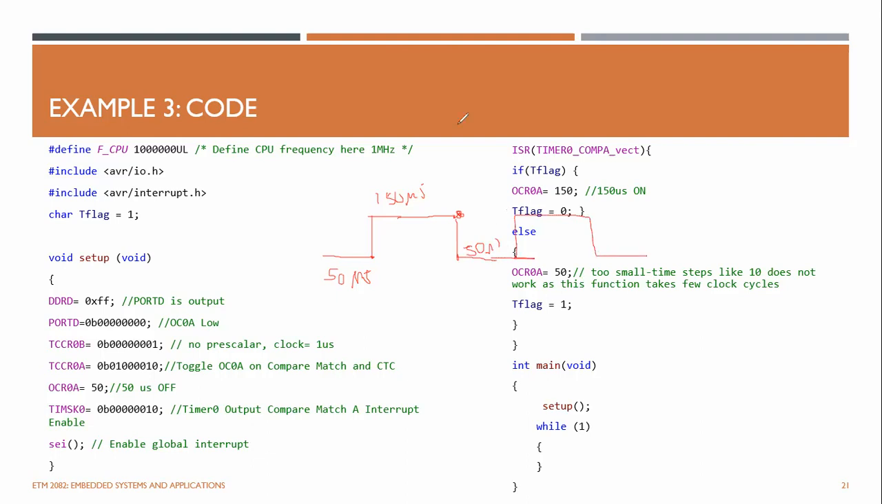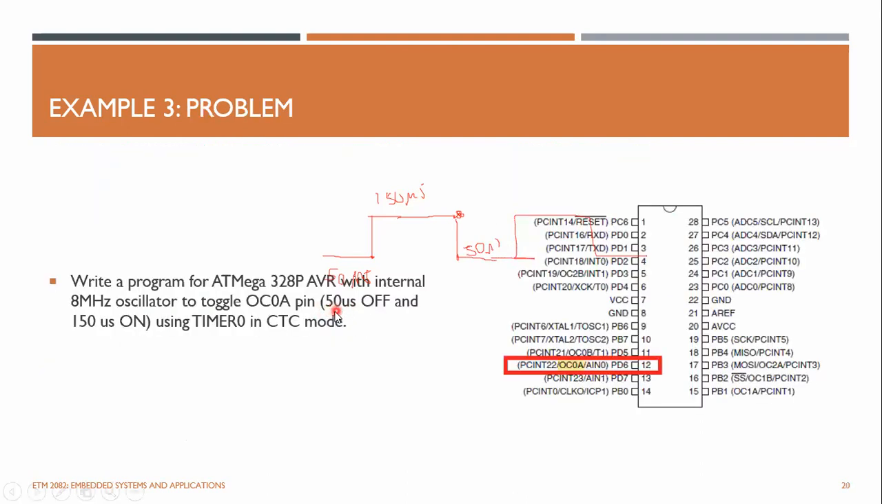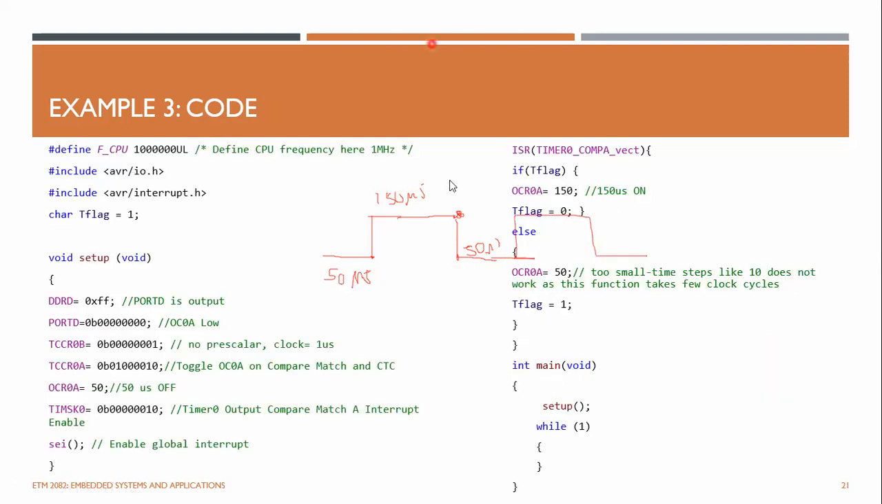So I have to make a correction. This pulse should be 50 microseconds off and 150 microseconds on, right? And that is happening on the OC0A output pin. Likewise, you can use this code. You can generate any arbitrary waveform with different duty ratios by adjusting these two values. Okay.